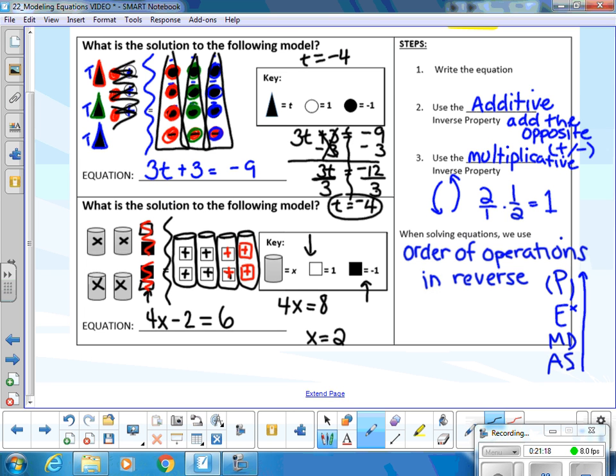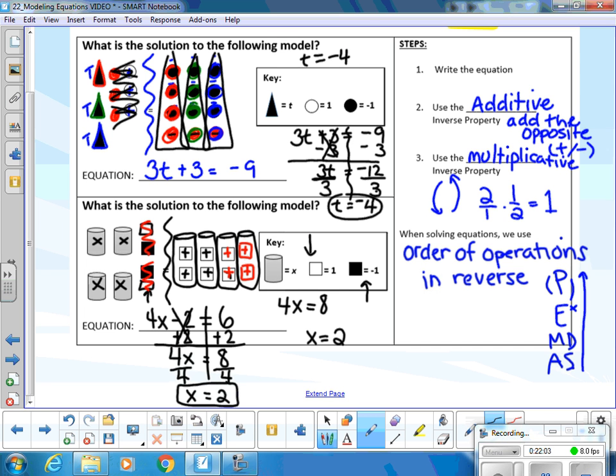If you look at it mathematically, what did we do? We started by adding, using the additive inverse. We added 2 to each side. So here is 0 now, and we're left with just 4 canisters, or 4x. When we added those 2, we got 8 on this side. Now I have to divide those 8 into the 4 canisters, so I'm going to divide by 4, or multiply by 1/4. When I do that, I get 8 divided by 4, which is 2. And that is my answer.